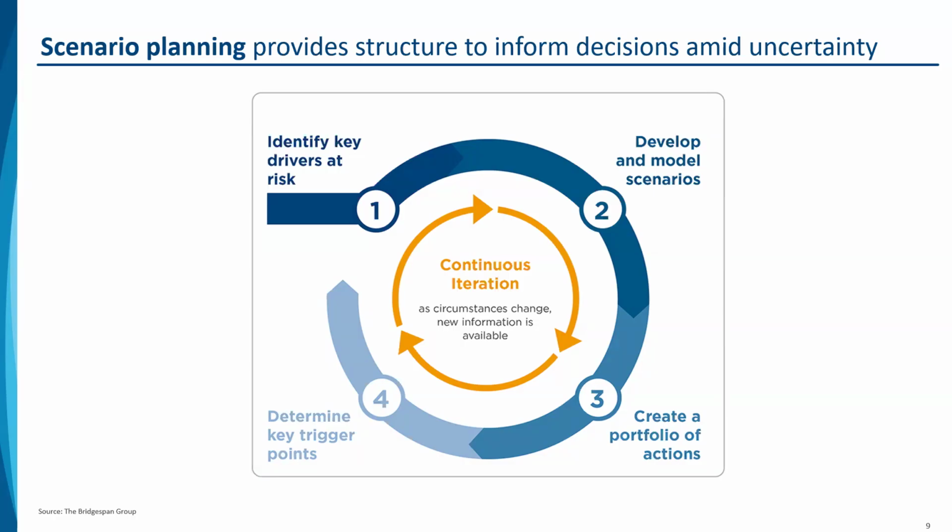In step 3, we talk about creating a portfolio of actions and options that will help your organization manage against those most likely scenarios. And then finally, step 4, thinking about the trigger points. What are the things you'll look for in the external world that will prompt you on when to take those actions?